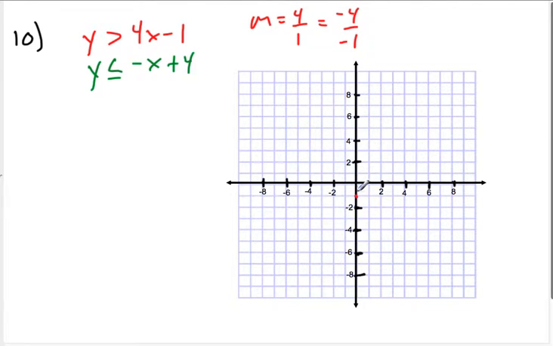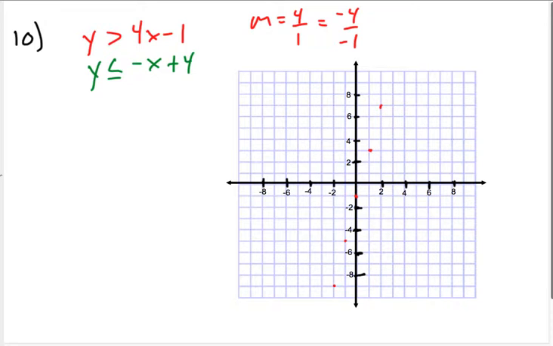So we go up 4. 1, 2, 3, 4 over 1. Up 4 over 1. Don't blow it and make a mistake counting to 4. I've seen people make mistakes like that there. So make sure that you're counting correctly.